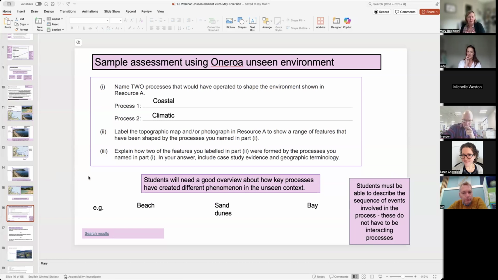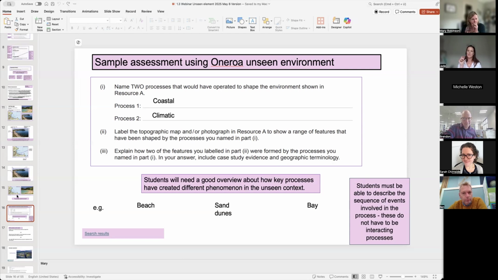So for example, we've got a beach, a sand dunes, and a bay. So what the students would do is to describe the sequence of events involved in the process to form those. So if this were me, I would choose the sand dunes, and I would be able to write about and explain about how those sand dunes formed in a very generic kind of way, if I can. But it does say include case study evidence and geographic terminology.